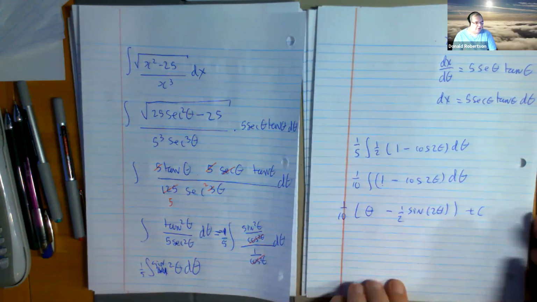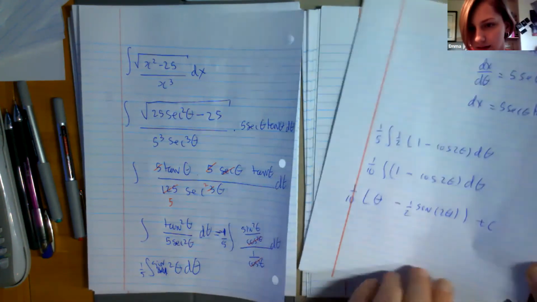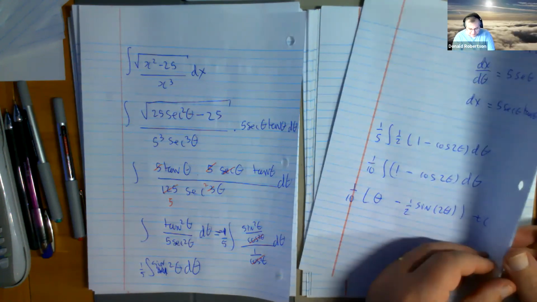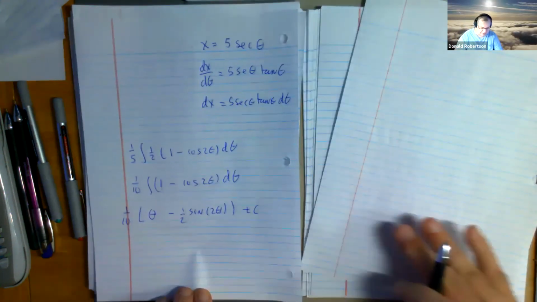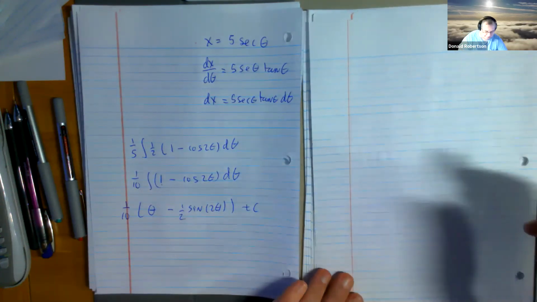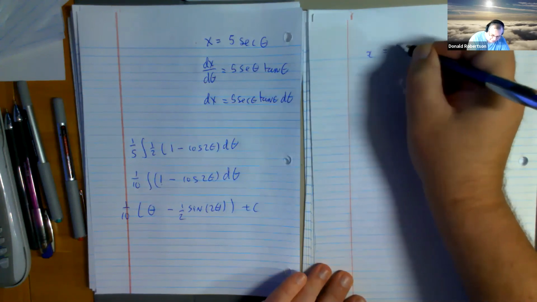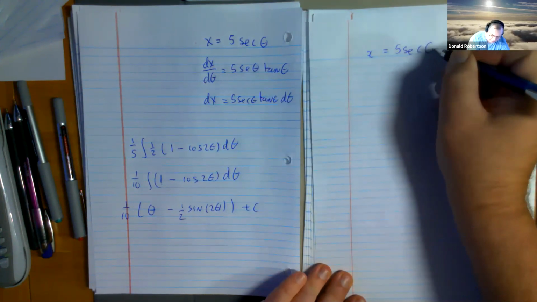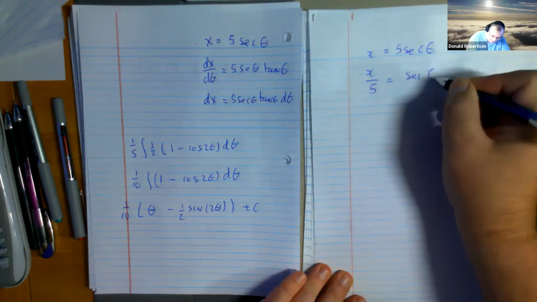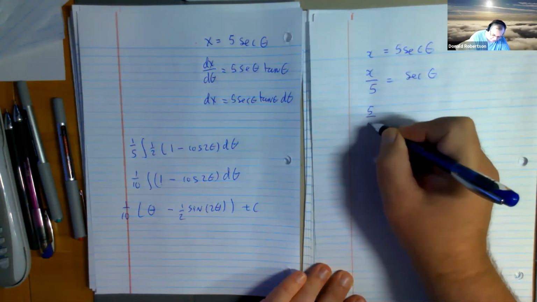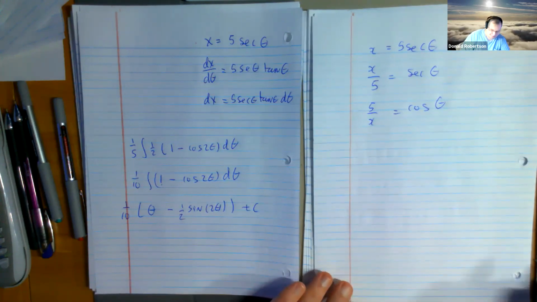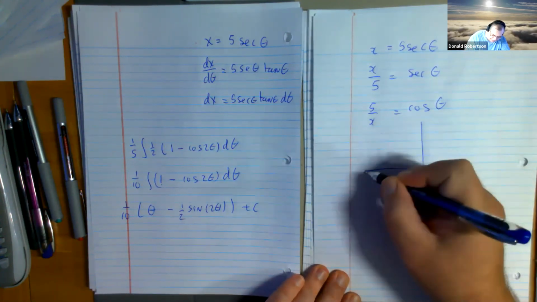Did you get to here? Yes. Oh, you are cooking. You are not far away from the answer then. The only bit that's going to be left now is the triangle, which you use to get everybody back to x's. So x is 5 secant theta. So x over 5 is secant theta. And then I'm just going to turn it back upside down and call it cosine theta. And then I'm going to build my triangle.